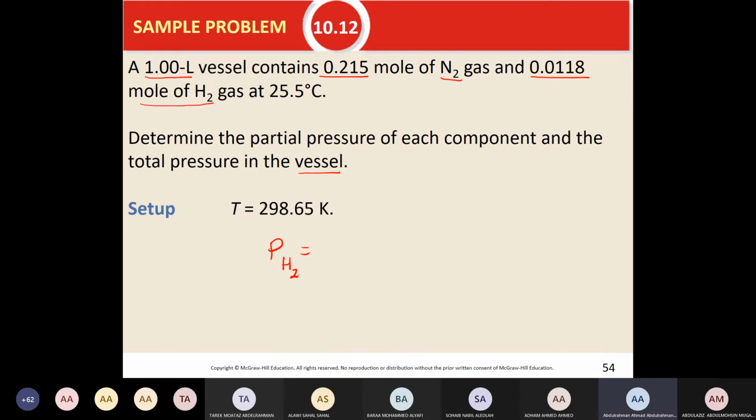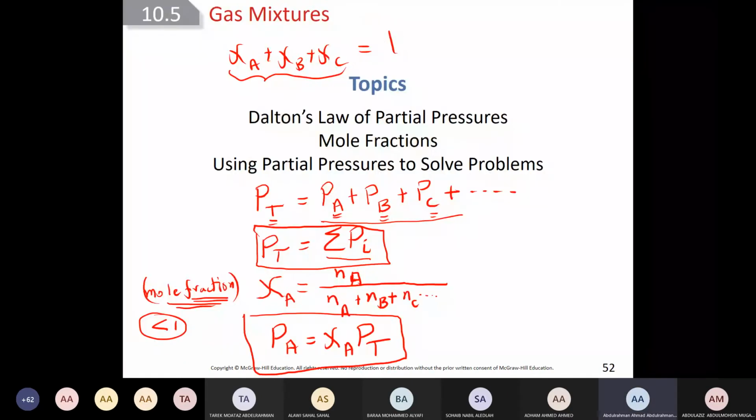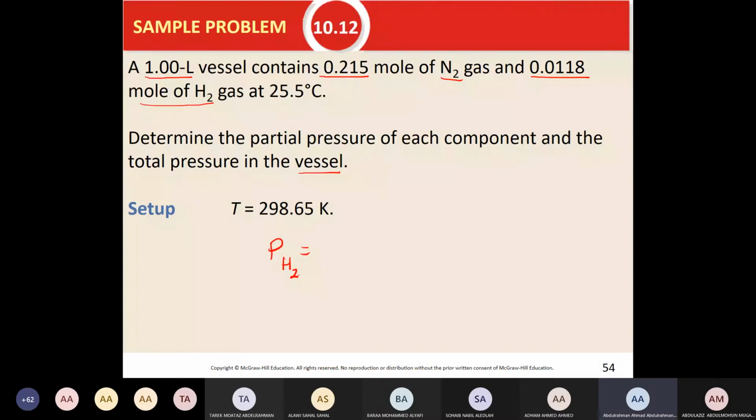Use one of these. Which one are you going to use? This is number 1 and this is number 2. Which one are you going to use? The first one? Use the second equation. Use this one to solve this problem. What's the pressure of H2 then?